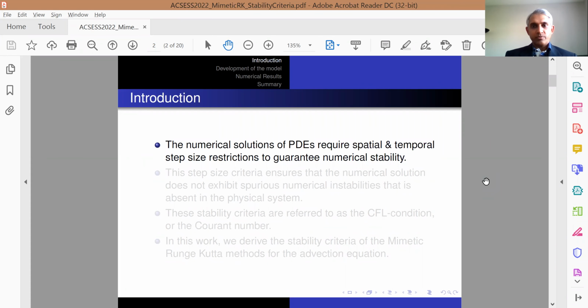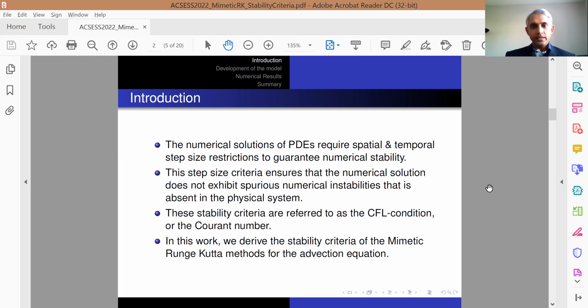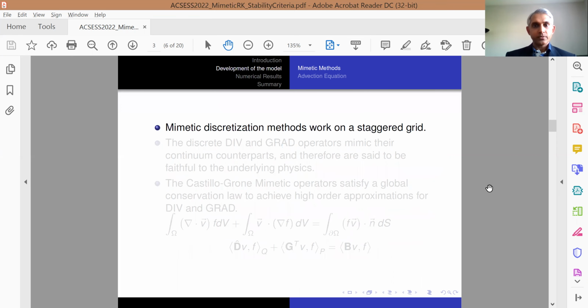The numerical solutions of partial differential equations require spatial and temporal step size restrictions in order to guarantee numerical stability. The step size criteria ensures that the numerical solution does not exhibit spurious numerical instabilities that are otherwise not present in the physical system. And as we all very well know, these criteria are commonly referred to as the CFL condition or the Courant number. In this work, we derive the stability criteria for the mimetic Runge Kutta methods for the advection equation.